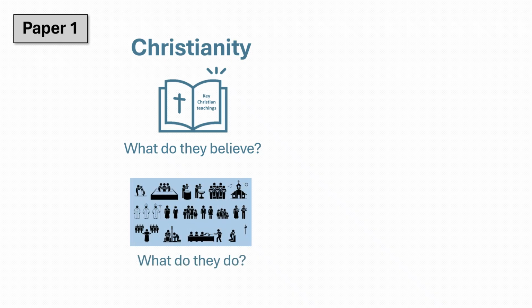So paper 1 is beliefs and practices. Every school in the country is learning about Christianity. They learn what they believe, what that's based on, so the life of Jesus and so on. And what do they do? So that involves their practices, where they worship, how they worship, but also how they are in the world. So things they do like support food banks and so on, which lives out their faith in a practical way.